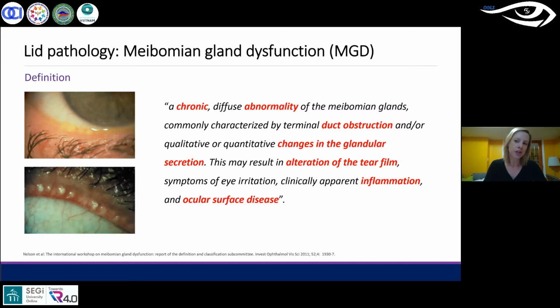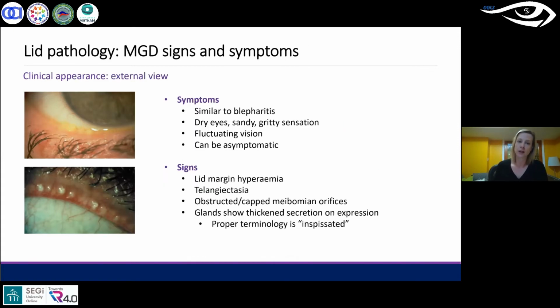We know we're looking at changes to the Meibomian gland duct system and to the meibum produced within them. It alters the tear film, of course. Those tear film changes lead to inflammation on the ocular surface and ocular surface disease. We'll see later how those tie in with dry eye disease and the vicious cycle of dry eye disease as well.